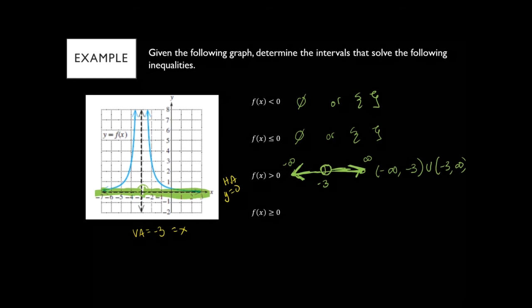And now for the last one, greater than or equal to 0. That would include any x-intercepts if we had any, but we don't have any. So it's going to be the same answer as the one above. Negative infinity to -3, union -3 to infinity.